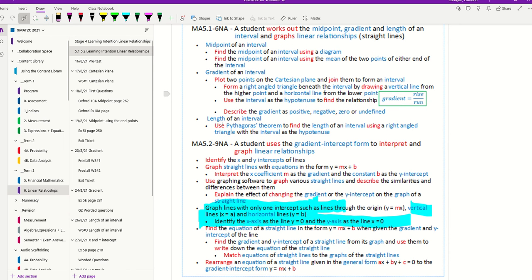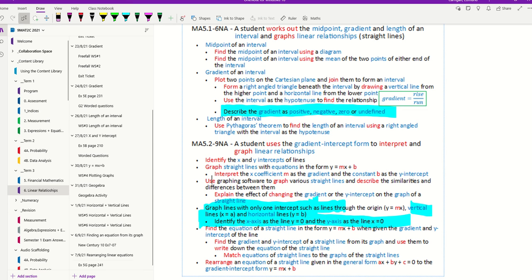Let's have a look at this, and then the other thing we'll do at the end, which I think I've got up here, we'll have a look at describing the gradients: positive, negative, 0 or undefined as well, because I didn't do that in the previous lesson when I talked about gradient. So let's go and have a look.